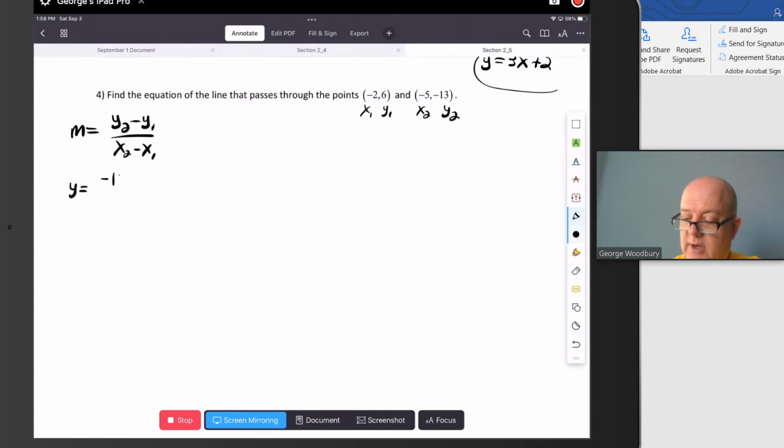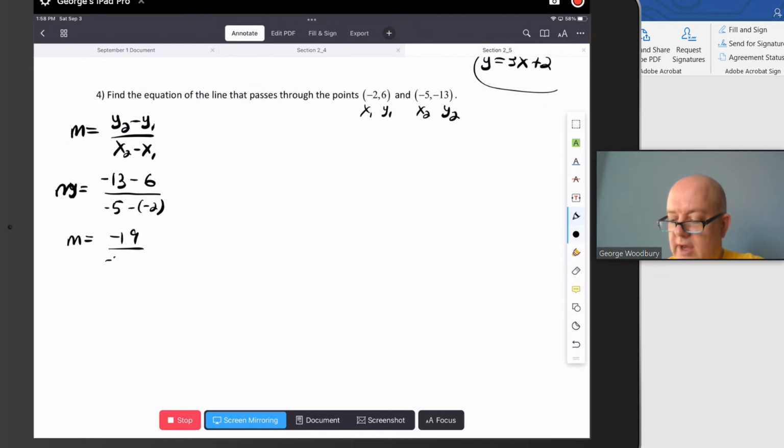The slope, again, y2 minus y1 over x2 minus x1. That's the second y coordinate, -13, minus the first one, which is 6, over -5 for the second x minus -2. That turns into, oops, I don't know why I've written y there. M equals -19 over -5 plus 2. M equals -19 over -3. That doesn't simplify, but we do know that it will divide to be a positive number. So I'm going to use 19/3.